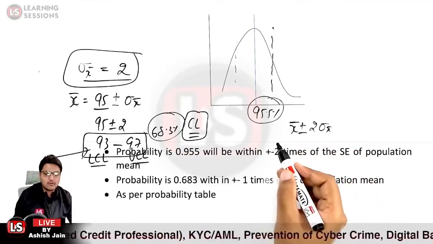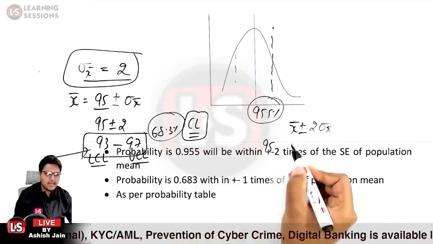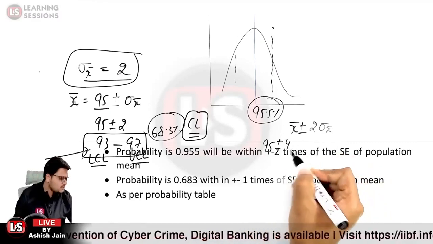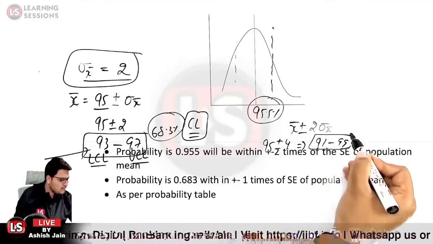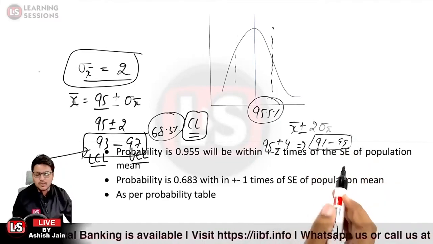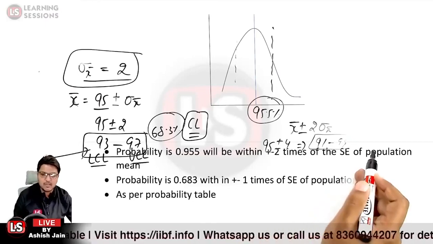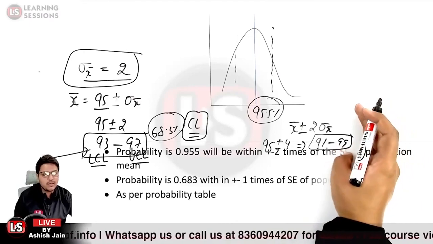So what would be the new range? We considered x bar equal to 95 plus or minus 2 sigma x bar, which is equal to 4. So the range would be 91 to 99. That would be the range where most of the terms, that is, 95.5% of the terms, would be falling between this particular interval.